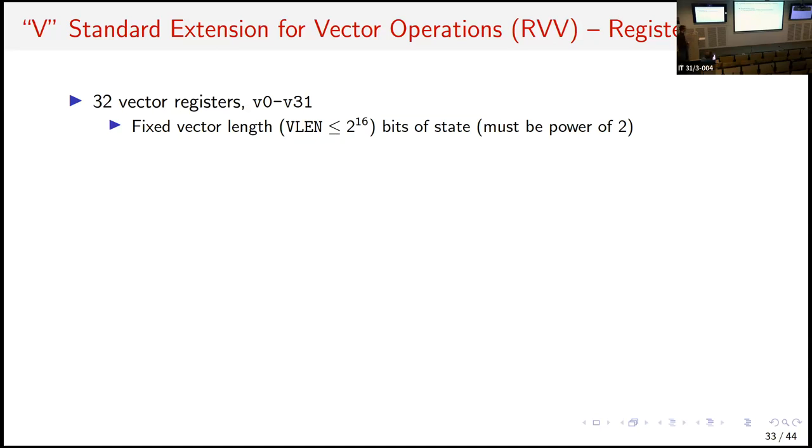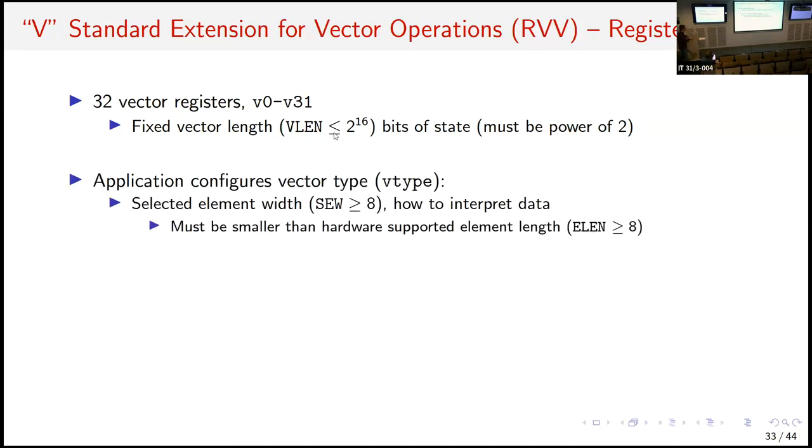And it's taking the same approach as SVE. The length is fixed, but not by the ISA, but by the hardware implementation. The hardware designers say, okay, we want vector registers of size 256 bits, and this is then fixed for what the registers can hold. What the application then has to do is configure what the extension calls the vector type. The first thing it has to select is the element width, which is basically how you interpret the data, like where the boundary of individual elements is. Of course, the hardware has to support it, so the hardware has an ELEN it supports. Out of that, you select one, and that is the selected element width, SEW for short.